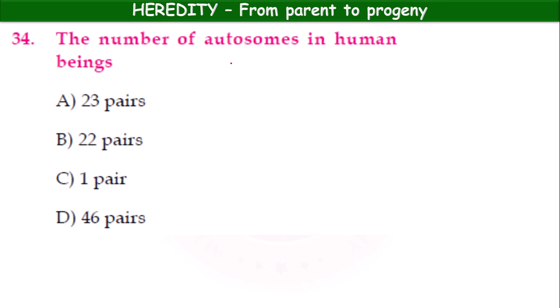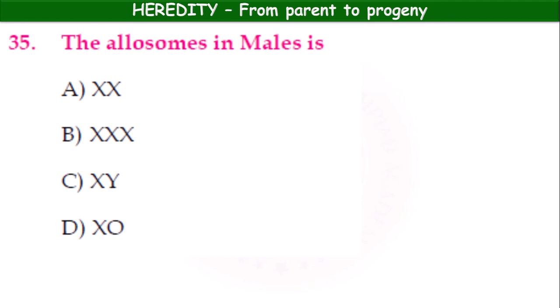Option C. The number of autosomes in human beings: 23 pairs of chromosomes, 22 pairs, 1 pair, or 46 pairs. Autosomes are 22 pairs, option B. Next, the allosomes in the male are XX, XXX, XY, or XO. It is XY because in the males, the last pair of chromosomes, the 23rd pair, is called the allosomes. The combination of allosomes in the male is XY.